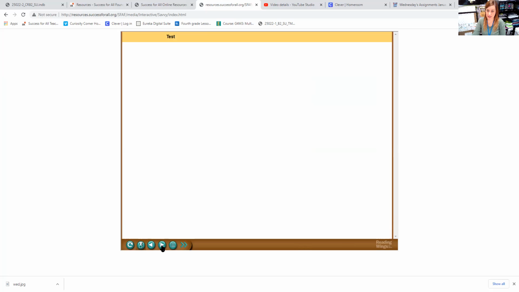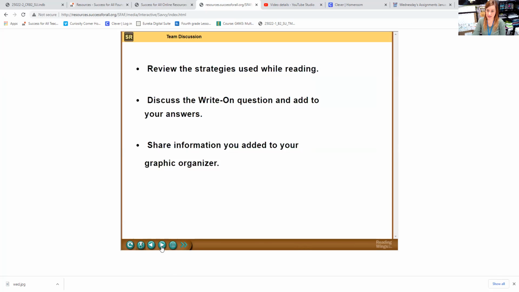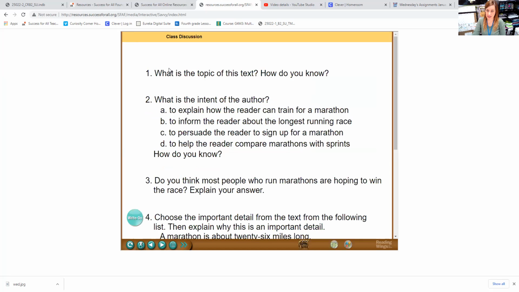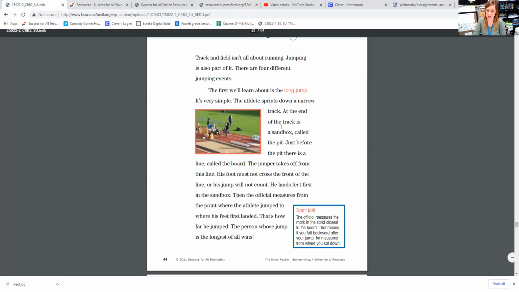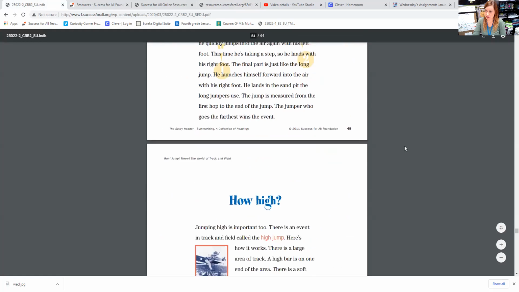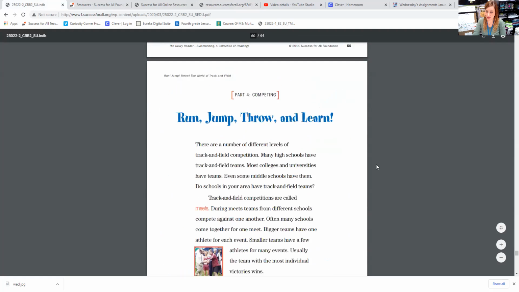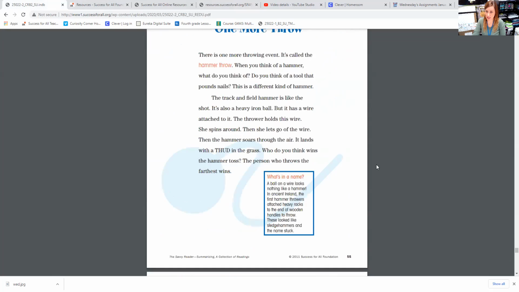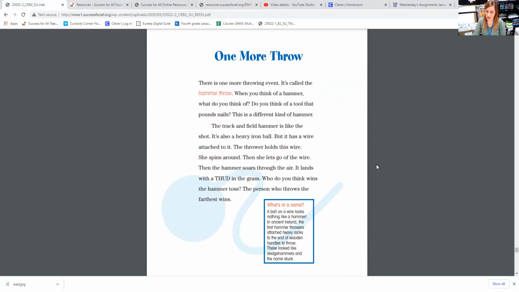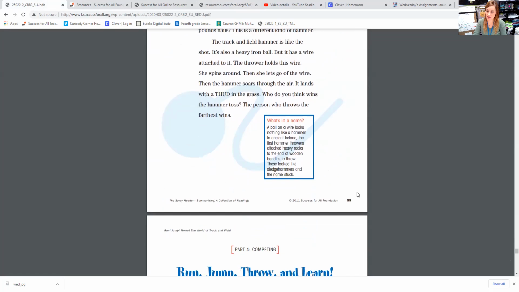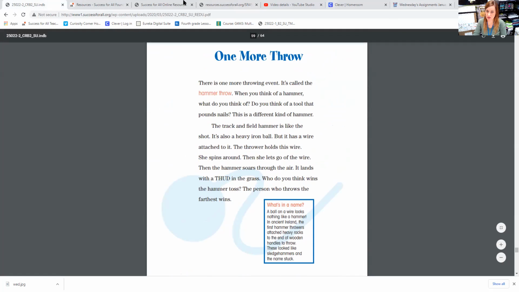Okay, let's take a look at our test. So for your test, you're going to be reading the very last page of this story, page 55. And you're going to want to make an organizer so you can make an idea tree just for this page. You're going to read it and then you're going to answer the question. So this is page 55.